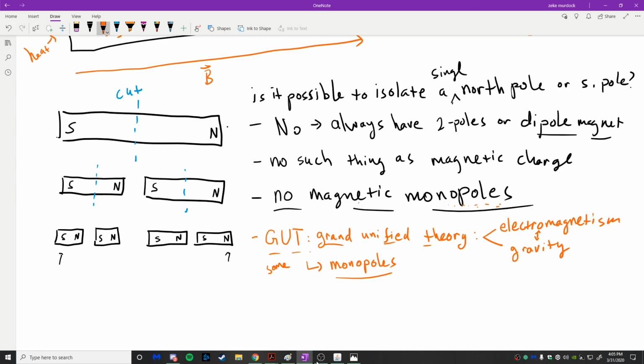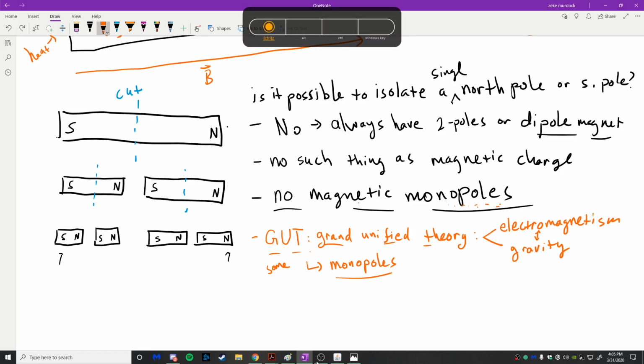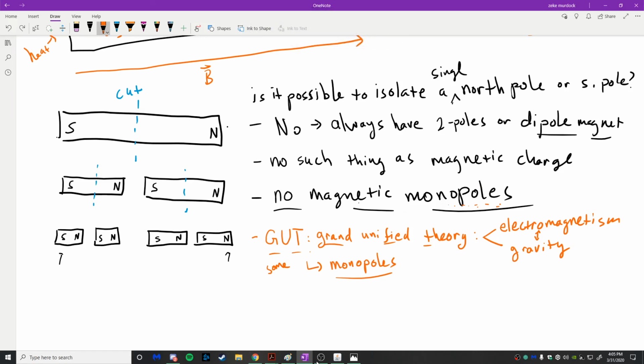But the reality is we've never actually found one of these things. Every time we find a magnet, it comes in pairs, and the fact that we haven't found one is like a proof that these things don't work currently until we can come up with a better way of doing it. But the fact that there are no magnetic monopoles is very important, and we'll talk more about that later.